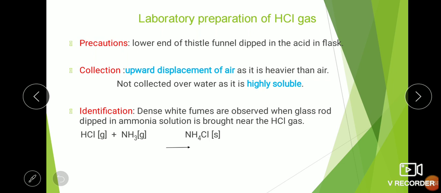Two things. Please remember, HCl is highly soluble in water. Therefore, HCl cannot be collected over water. If you have learned in 9th standard, if you remember, we collected hydrogen gas over water by downward displacement of water. But we cannot use downward displacement of water in case of HCl because HCl is highly soluble in water. Second thing is, it is heavier than air, therefore it is collected by upward displacement of air.